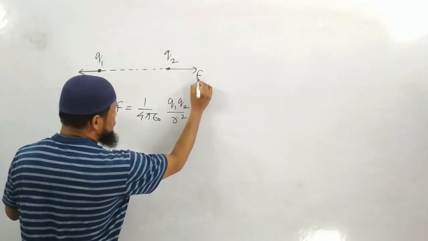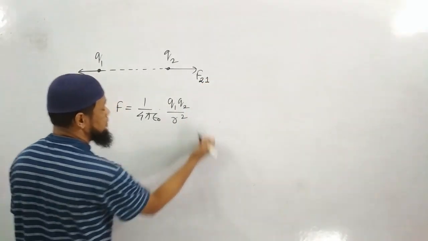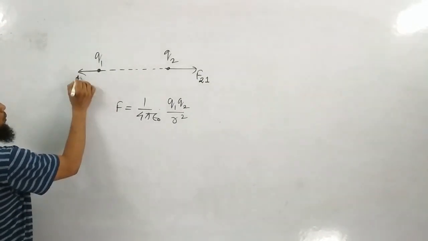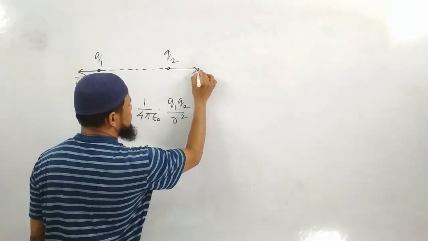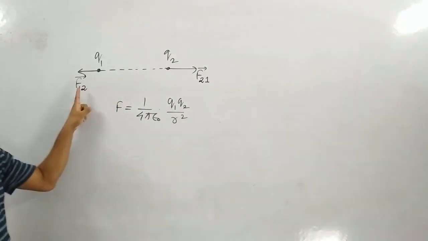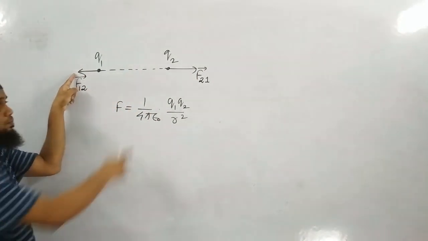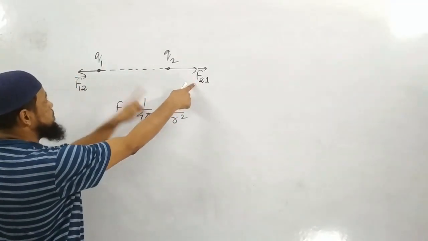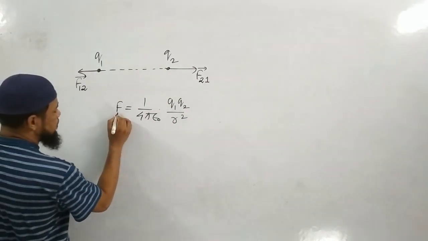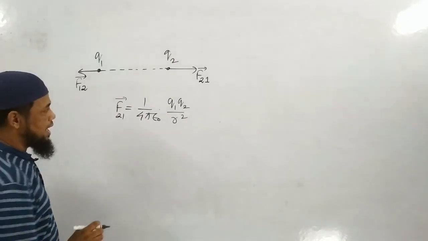What is this? This is the force experienced by 2 due to 1. And what can you call this? Force experienced by 1 due to 2. I'll use the symbol like that. Force on 2 by 1. And this is force on 1 by 2. So this force is by whom? By Q2. And this force is by whom? By Q1.